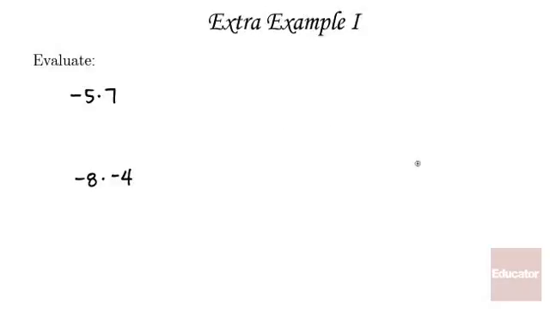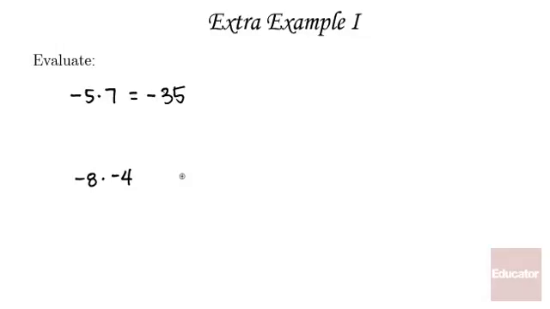Let's do a few examples. The first one, negative 5 times 7. We're going to multiply these numbers the same way. So 5 times 7 is 35. Now, I only have one negative sign, right? From the two numbers that I'm multiplying, only one is negative. So my answer will be a negative.